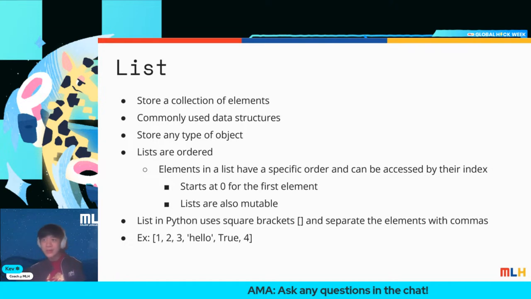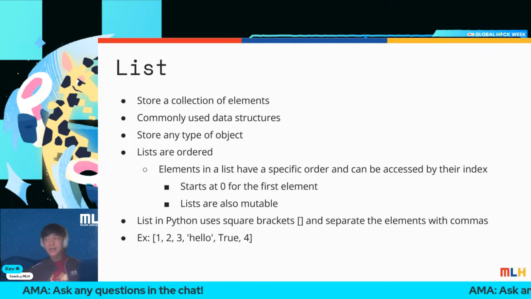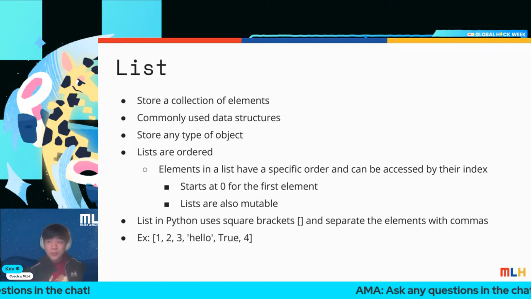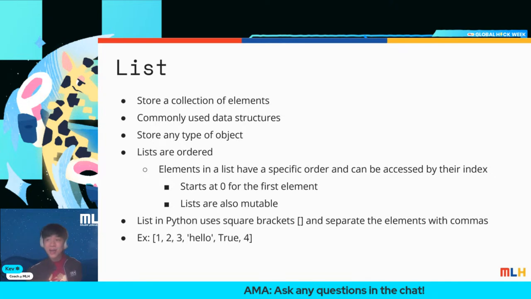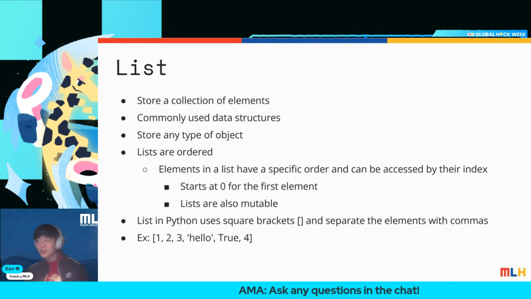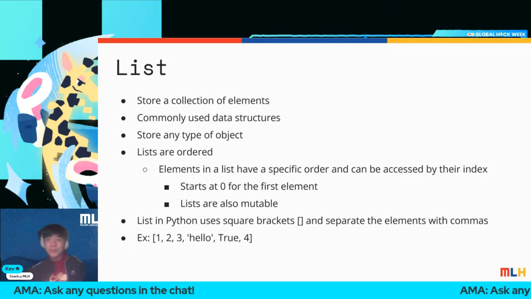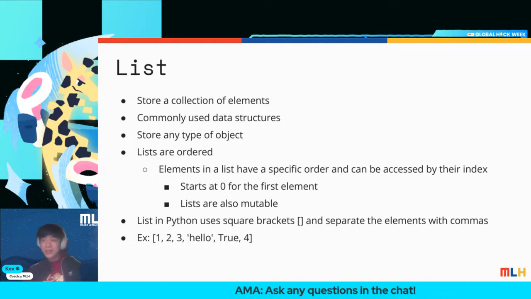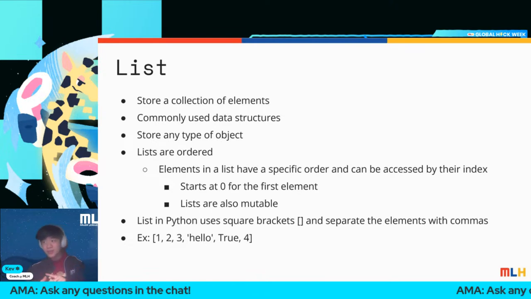Next thing we're going to talk about is lists. A list is a more complex data type, and in some languages it exists as a data structure, and it is a commonly used data structure. A list allows you to store a collection of elements, an element being any of the other data types we've really gone over, and even custom types or custom objects. It can be used to store any type of object. Lists are ordered, which means elements in the list have a specific order they are placed in, and they are accessed by the index, which we're going to discuss later in this workshop, or three-part track, whatever you want to call it.